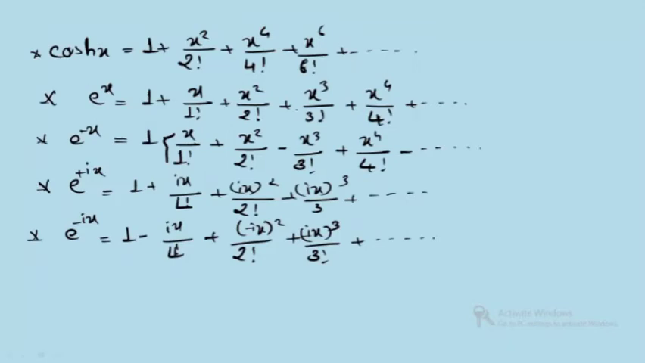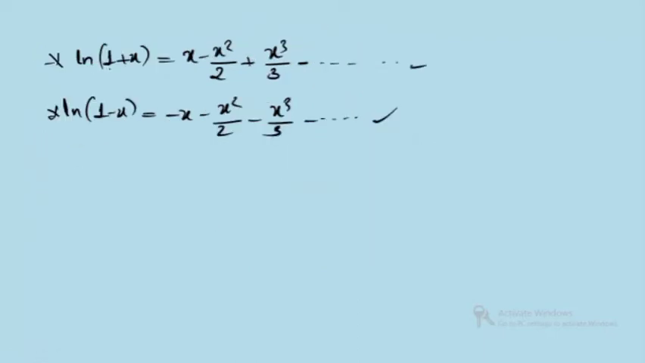e to the power x can be written as 1 plus x by factorial 1, and so on. For e to the power minus x, it will be alternate plus minus; the formula is the same. For e to the power plus ix, you just substitute: instead of x, you write ix. For e to the power minus ix, you substitute minus ix. Done. So these are the two formulas for ln(1 plus x) and ln(1 minus x). These are important relations which we will be using.